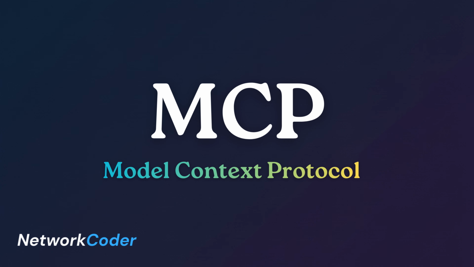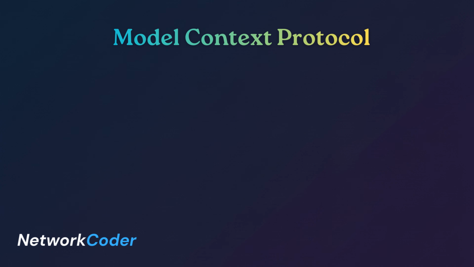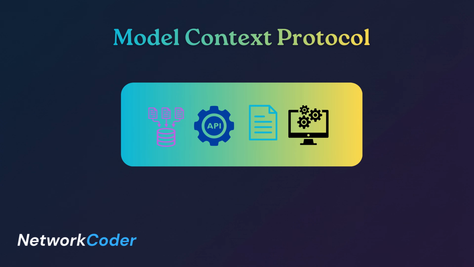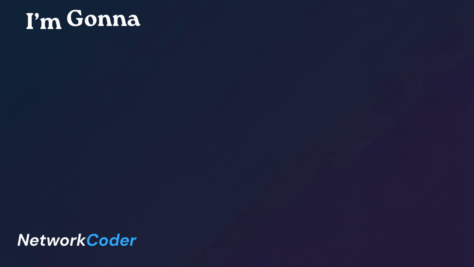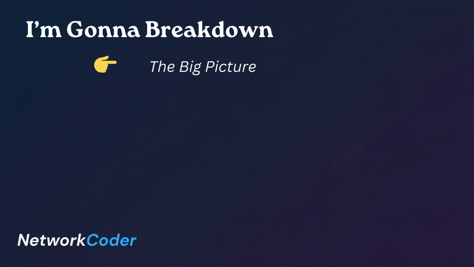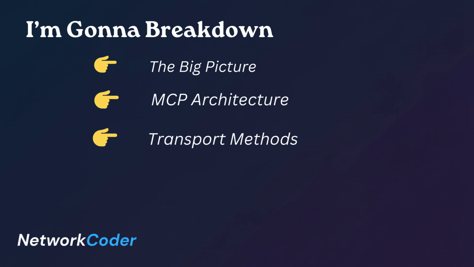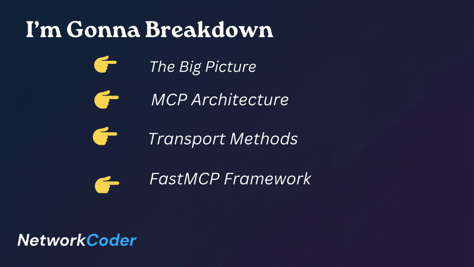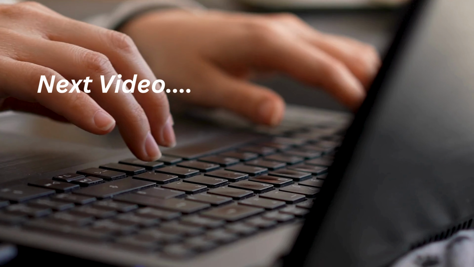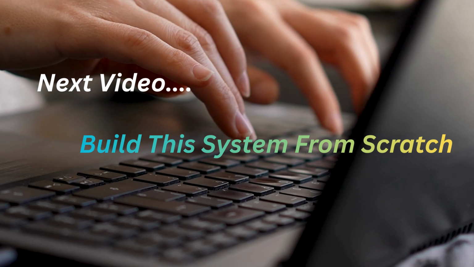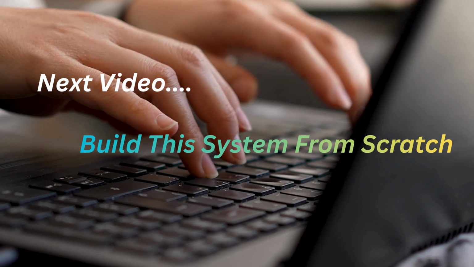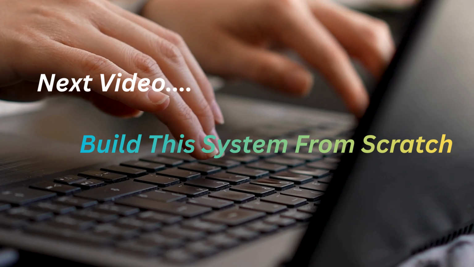So, MCP is how AI assistants connect to your external tools like databases, your network resources, and APIs. Today we'll do a quick breakdown of the core concept of MCP, the transport methods it uses, and how the FastMCP framework really works. And in the next video, we'll go completely hands-on and set everything up from scratch. So I'm very excited about this topic. So let's dive in.